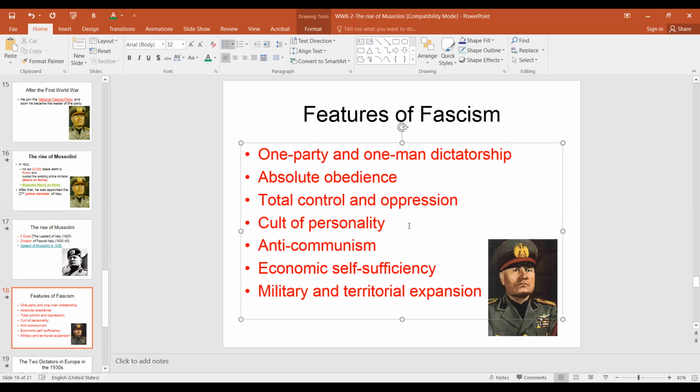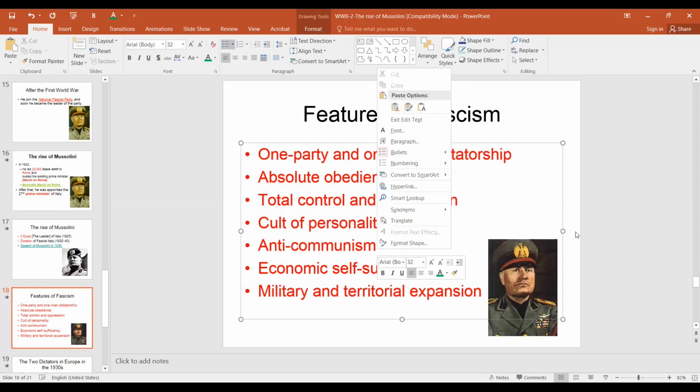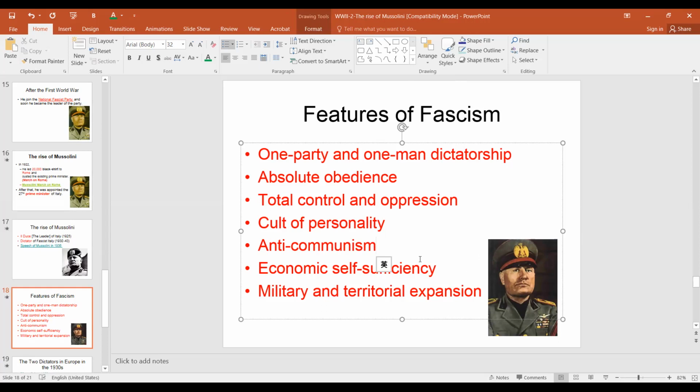一樣都係絕對嘅控制啦。 Number four, Mussolini was really good at promoting himself, and we call that his cult of personality. 咁佢都係玩個人崇拜啦。 So he is so good at promoting himself. Number five, fascism is anti-communism, 反共產主義嘅。 And the next point, number six, economic self-sufficiency, which is similar to Nazism as well, 都係一個自給自足嘅經濟. And the last feature, military and territorial expansion, 對外呢都係軍事嘅擴張. So seven features of fascism.